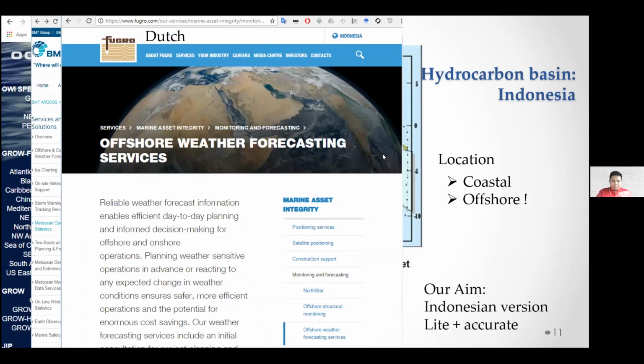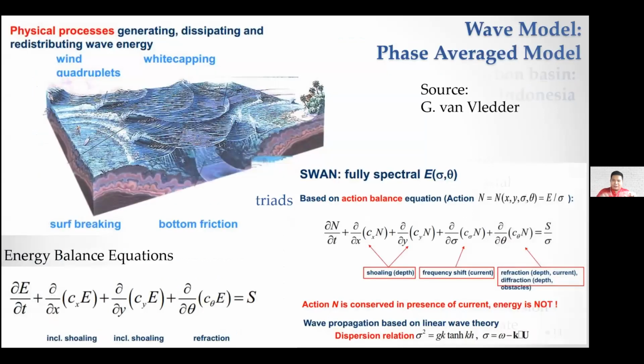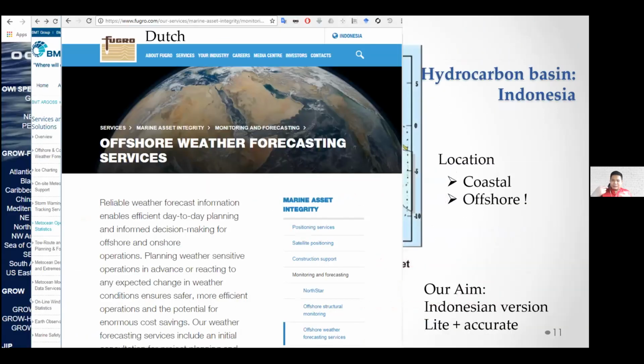So our aim is actually quite simple. We would like to make a forecasting system. It is not only accurate, but it is also light. What is light here? It is AI based. Before we go to that, I would like to share the idea of how we are designing the forecasting itself.